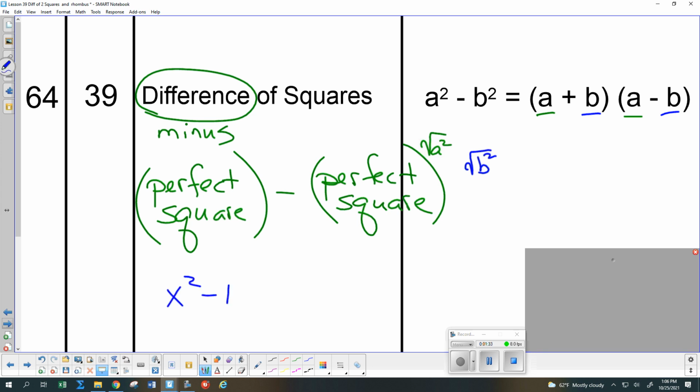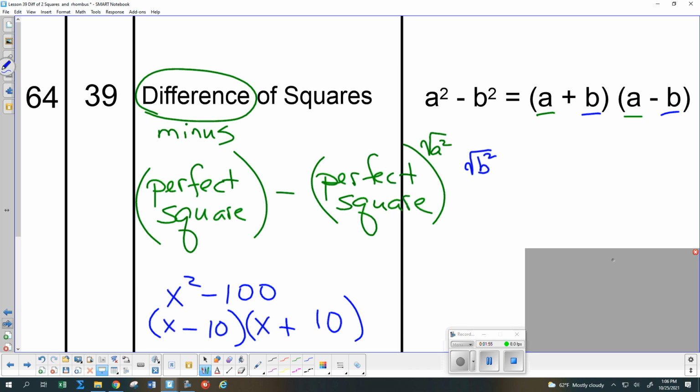x squared minus 100, we can take the square root of the x squared and have x and say both parentheses start with that. And everybody gets the square root of 100, so both parentheses end with a 10. One of them has a plus and the other has a minus. And it does not matter which one you write first.